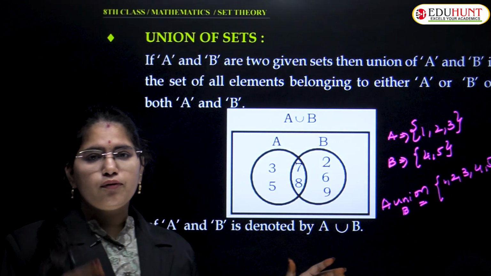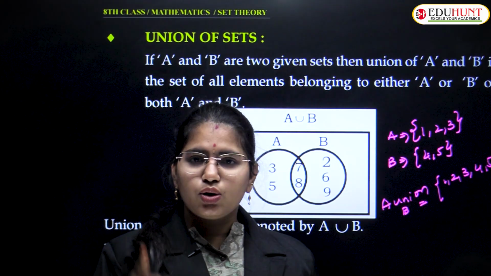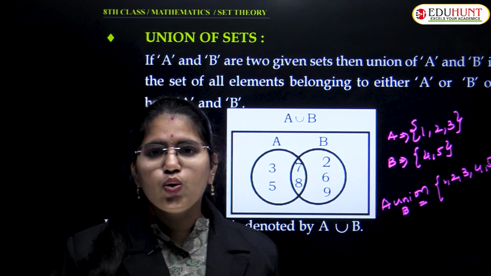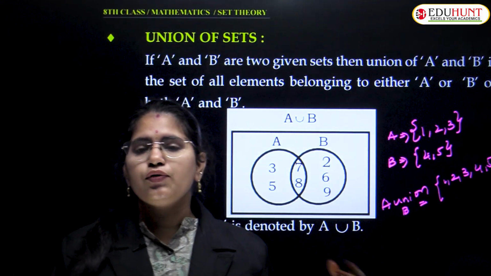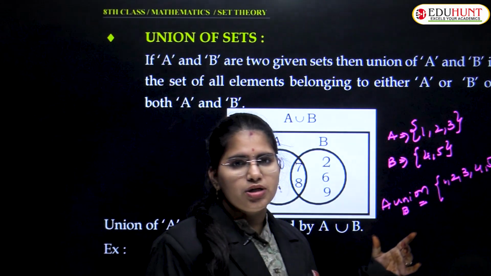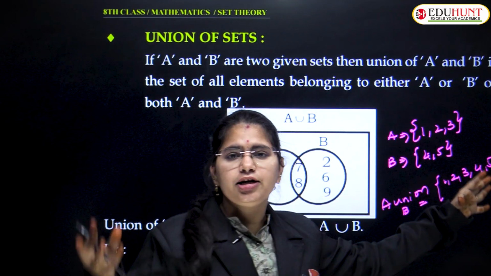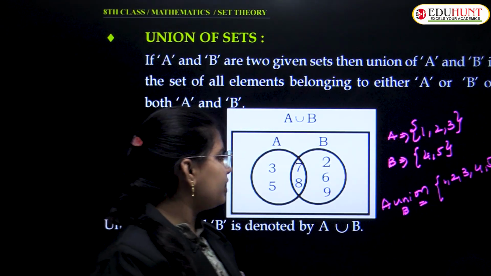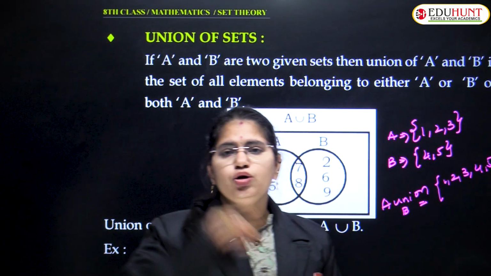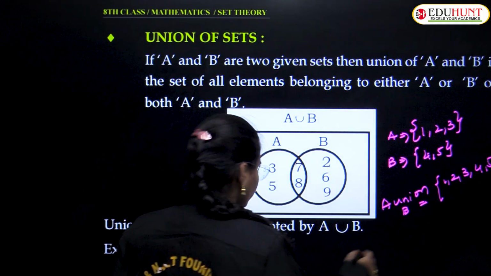So what is the meaning of union? The first operation in sets you are going to learn is A union B. Consider any two sets A and B. Write down all the elements of A and B together, forming one particular set. Then you will get A union B. What is the notation of A union B?